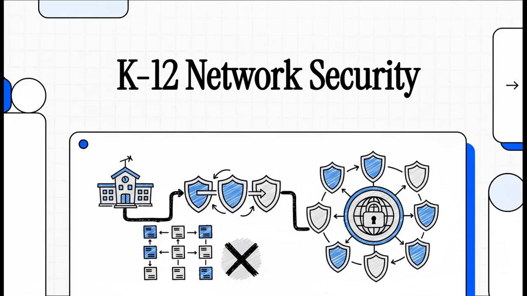Welcome, everyone. In this session, we're going to dive deep into the world of network security, built specifically for you, the K-12 technical staff. We're going to start with the absolute basics of packet filtering and work our way all the way up to what it really means to build cyber resilience for your district.